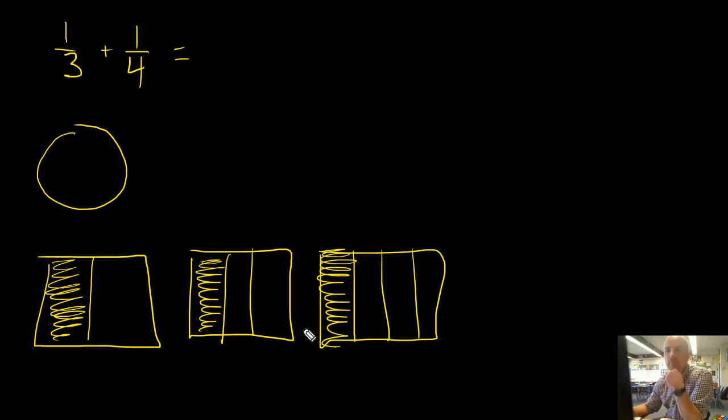So I can tell that my sum is not going to be bigger than 1, right? Because both parts are less than a half. And if I take a less than a half and a less than a half and put them together, I'm not going to have a whole. Well, then let's take a look at this one.